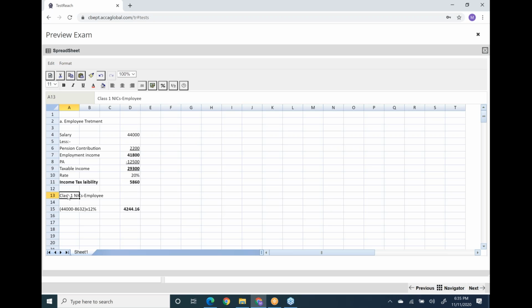Now, my dear student, look at here. If this lady is treated as an employee, what will be the consequences? She has to bear income tax of 5,860. Open your eyes. If this lady is treated as an employee, she has to pay income tax of 5,860, and she has to bear class 1 employee NIC of 4,244.